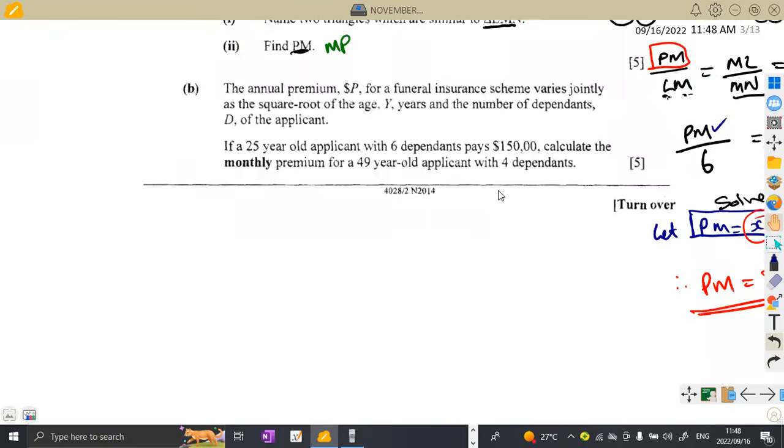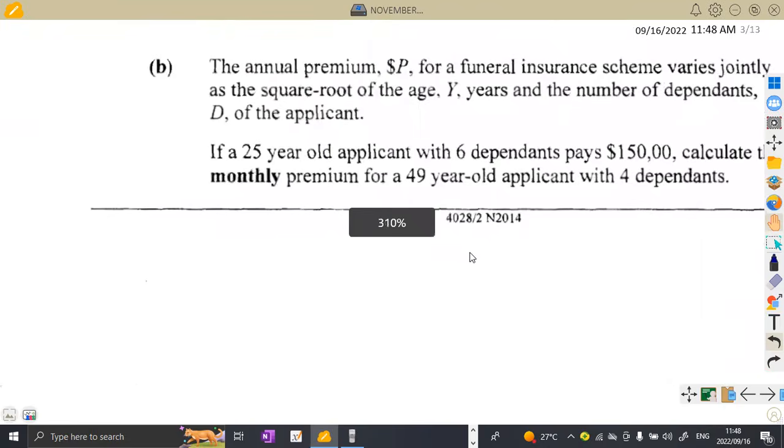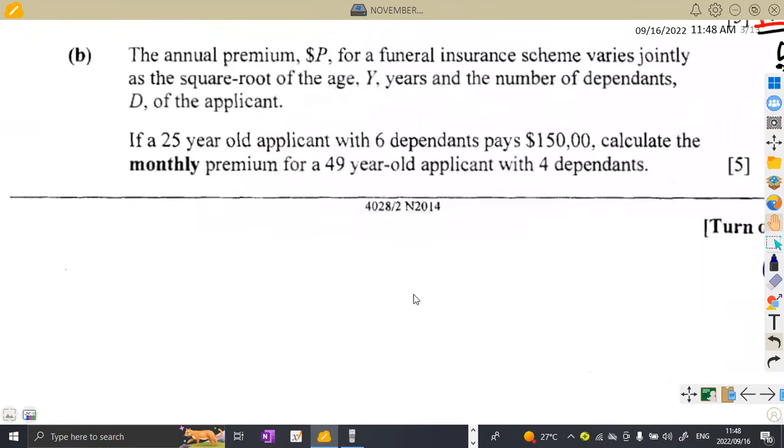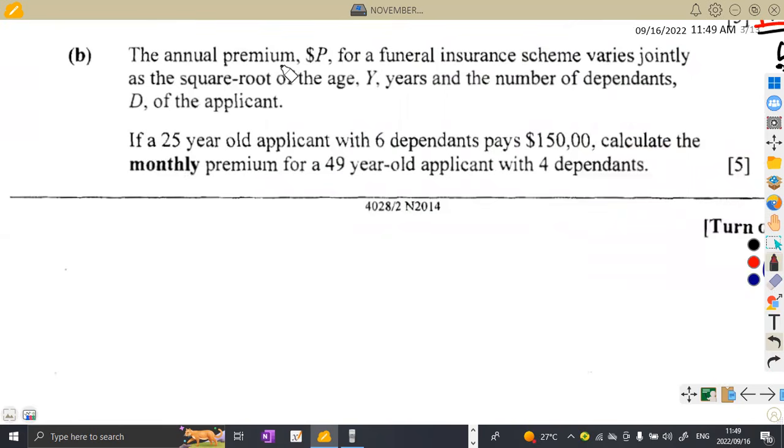Then on the other part, we're given now the D part, which is part of variation, but let's see how this variation was given. There is a variation there, which is the annual premium. Take note, this is the annual premium P dollars for a funeral insurance scheme that varies jointly. So it's a joint variation, okay? So it varies jointly as the square root of the age, which is y. Take note the square root.